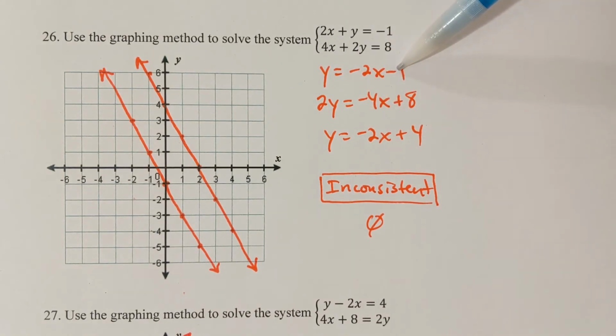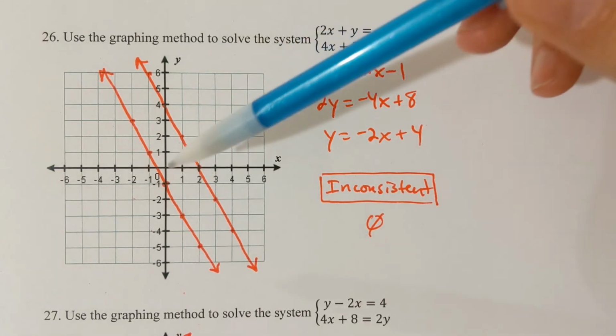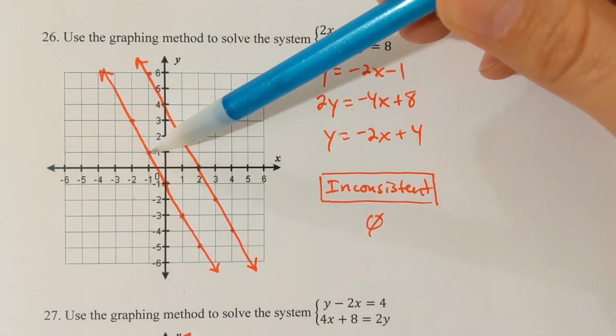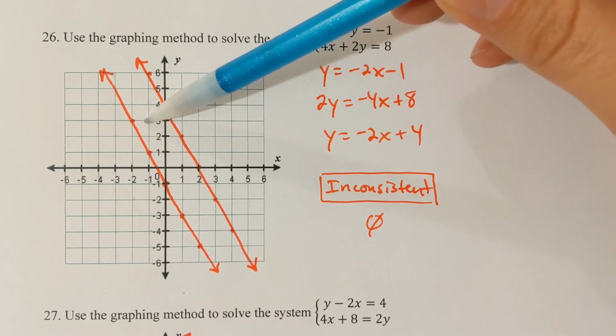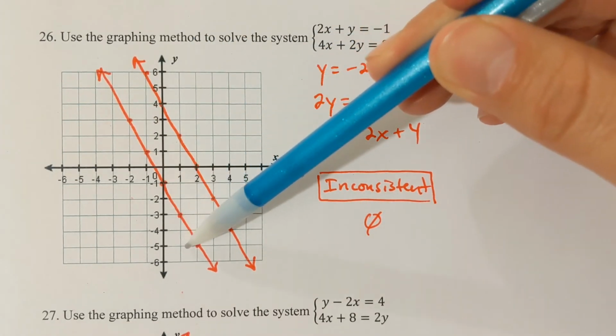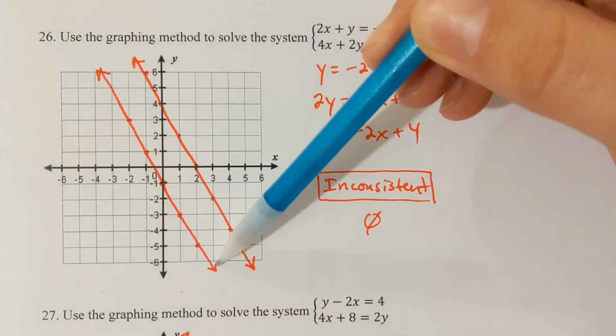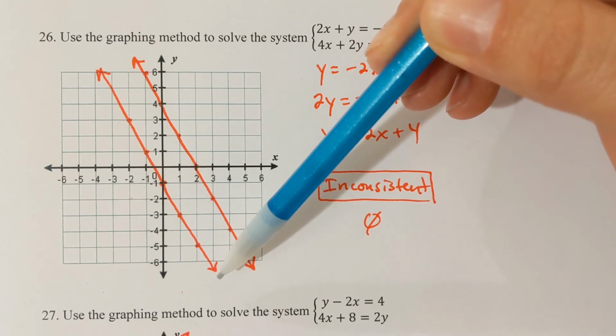That has a y-intercept at -1, and the slope is -2, so I'll need to go up 2 and to the left 1, up 2 and to the left 1, up 2 and to the left 1, or you can go down 2 and to the right 1, same thing. And using those points, go ahead and draw on that first line.